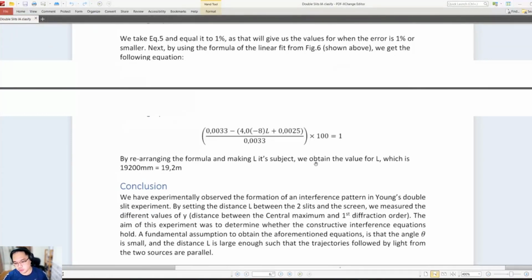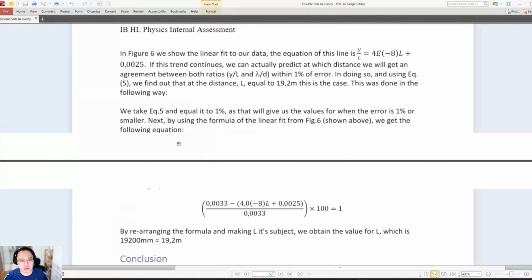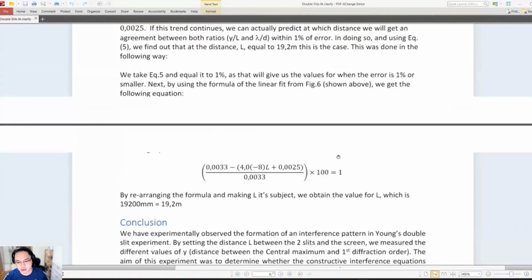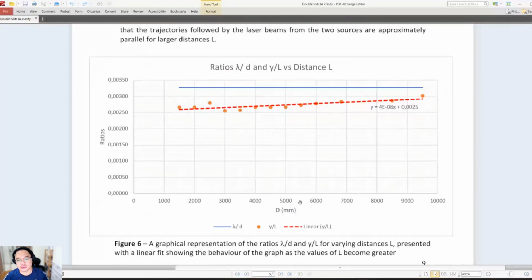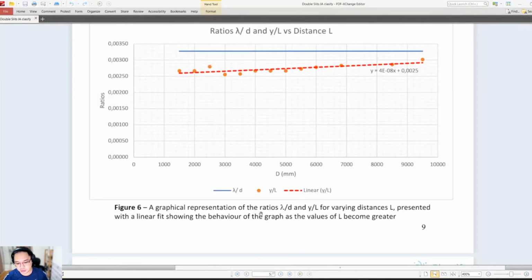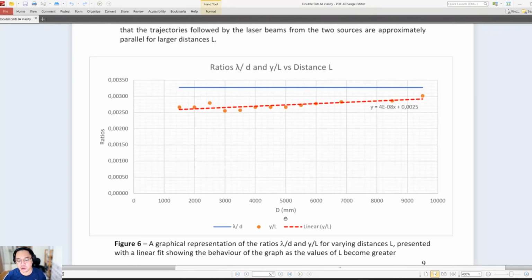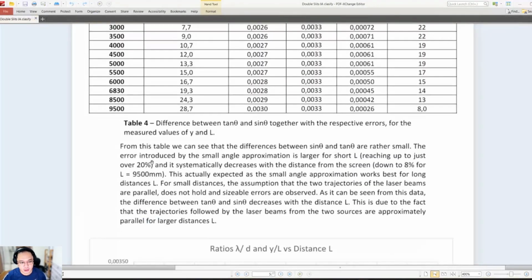Rearranging the formula, making it the subject to obtain the value of L, which is, what is this? Okay, so the value of the distance L. Graphical orientation ratio L with a linear showing the pivot graph, the value of L becomes greater. The width is Y over L. That's very tiny, so we don't need to make this graph. The error introduced by the small angle approximation is larger for short L and smaller for larger L, up to 9.5 meter.